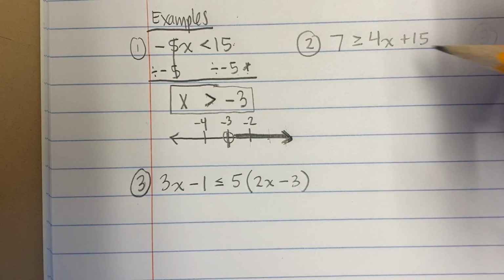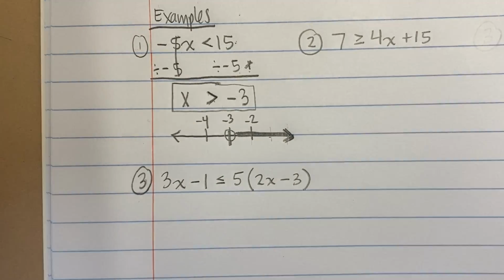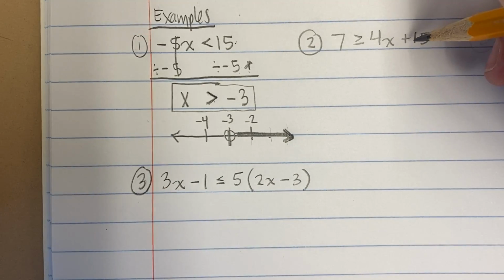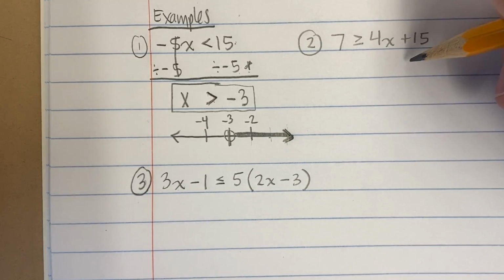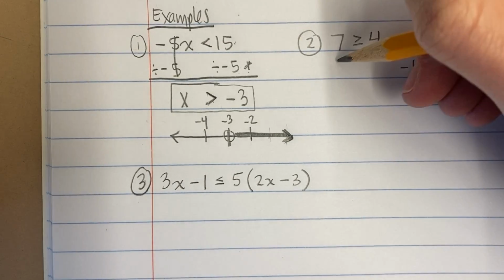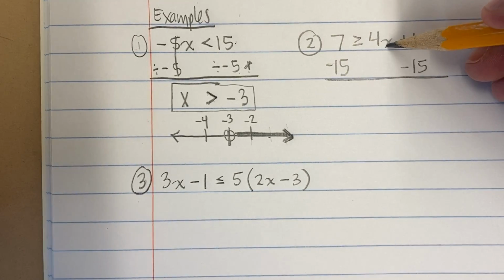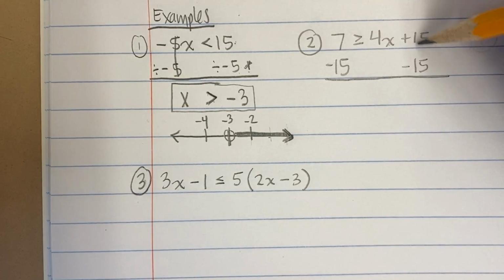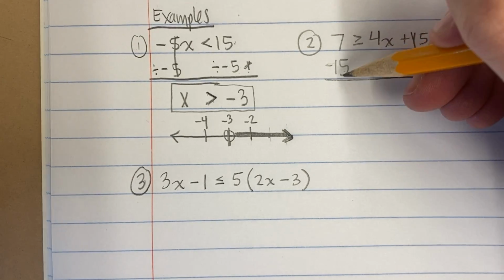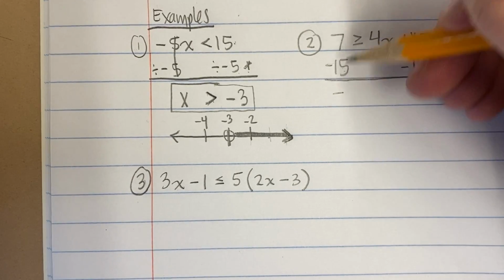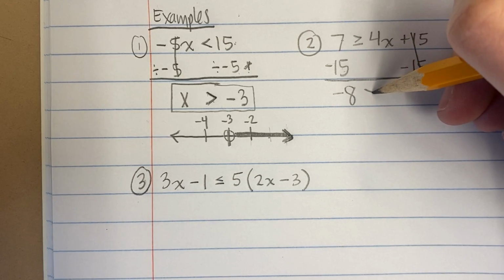Let's take a look at this next one. This is a two-step inequality, and it starts just the way you would solve a regular two-step equation. We can ignore that inequality sign for a little bit. I'm trying to get x by itself. It's on the right side. I'm going to get rid of this 15 first. 7 minus 15: I have more negatives than positives, so that's negative, and subtracting, I get 8.